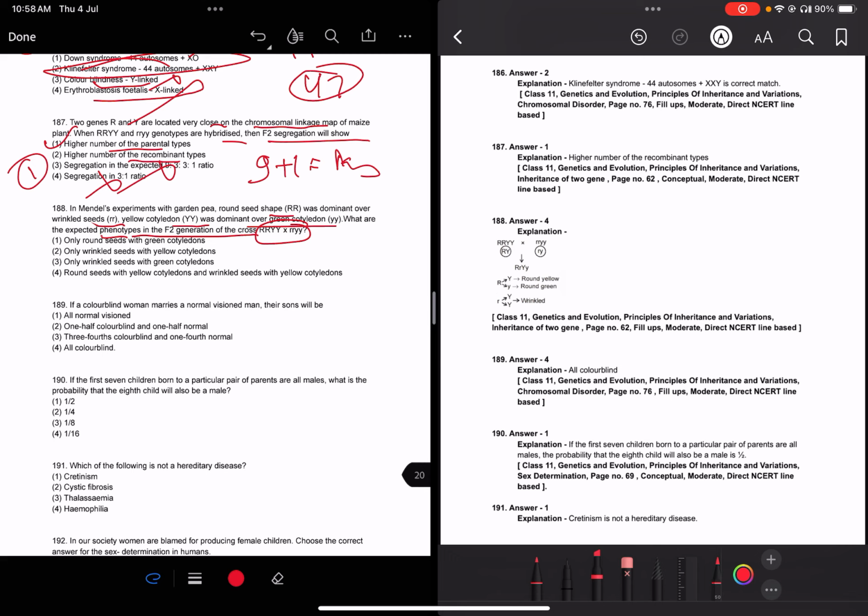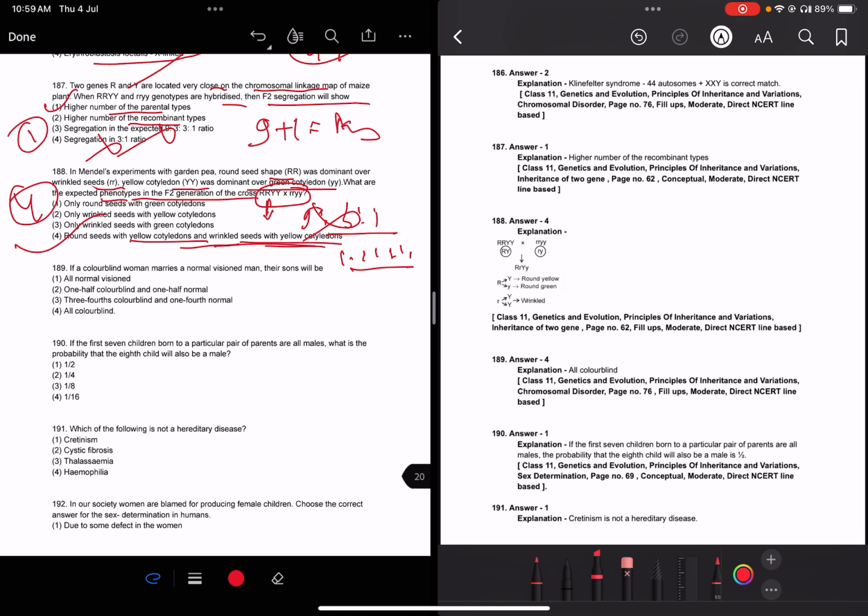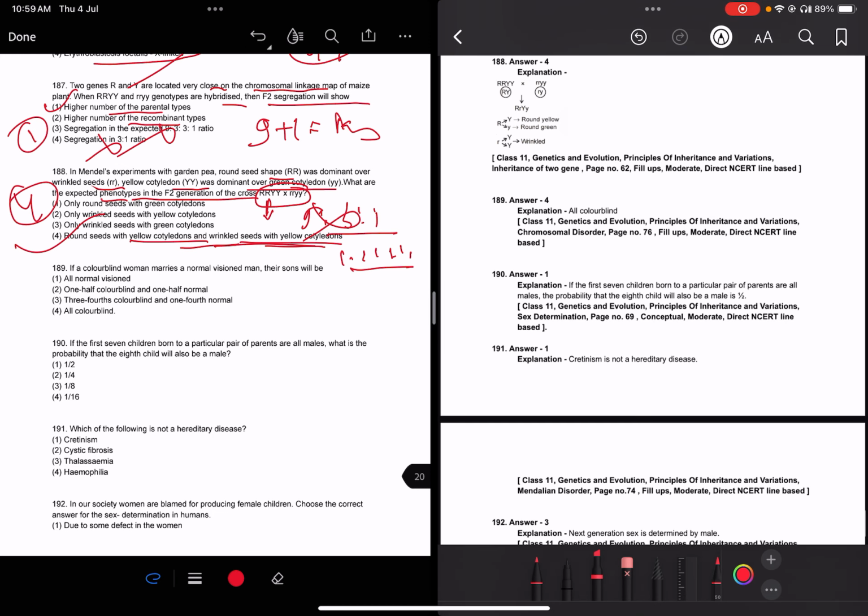What is the 9:3:3:1 ratio? Round seed with yellow cotyledon, wrinkled seed with yellow cotyledon. Expected phenotype in the F2 generation. Here, note correctly, a 1:1:1:1 ratio will become, and round cotyledon we will see. Now 189.